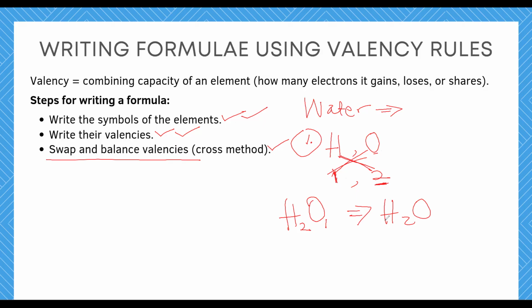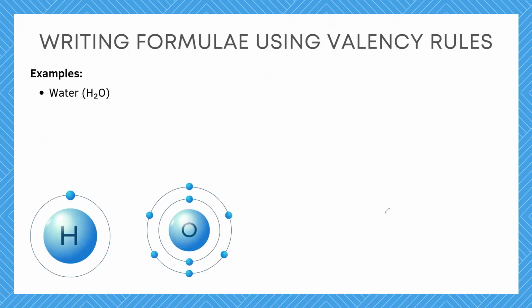But don't we already know? But how would you know the valencies of it? Yes, I said I was going to show it to you, okay? Okay, good. So let's check out this first example. Water, which is H2O. How do we know the valencies? Now watch this.